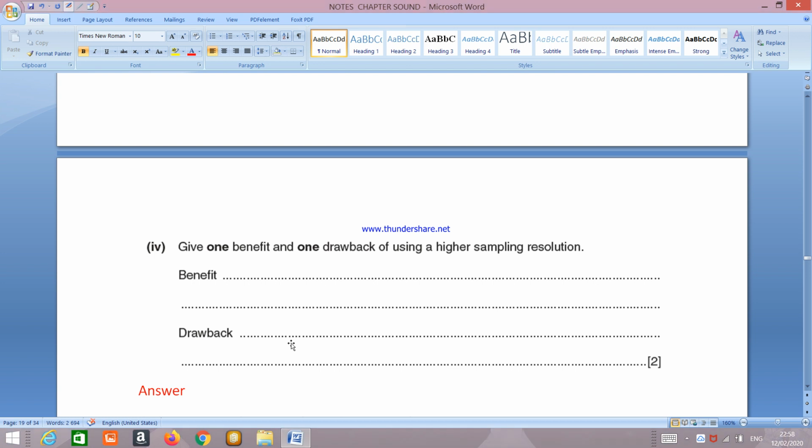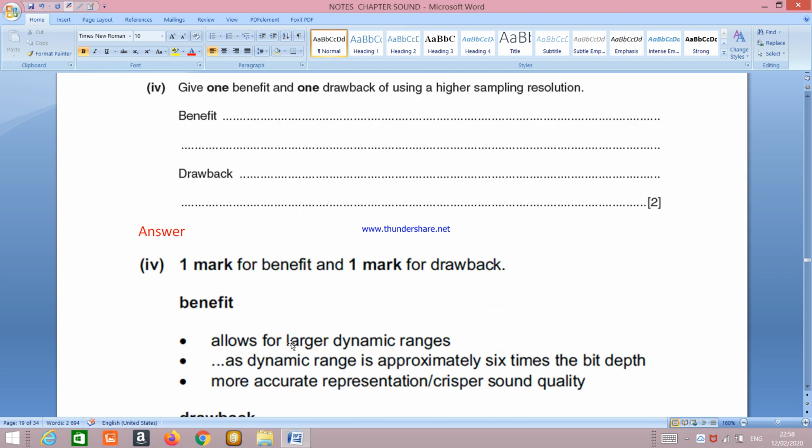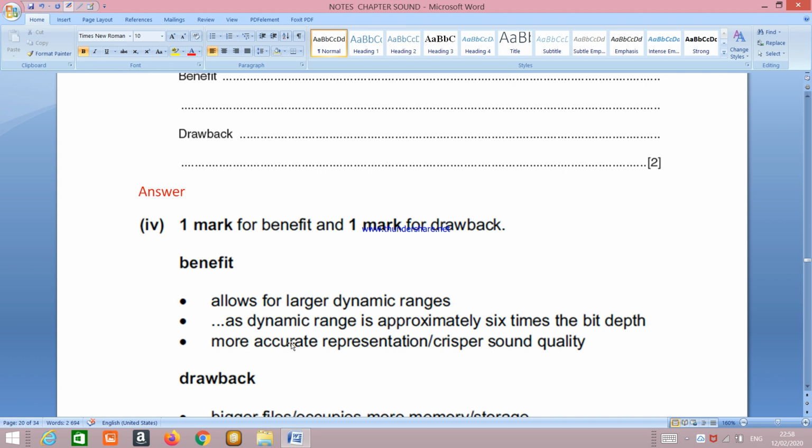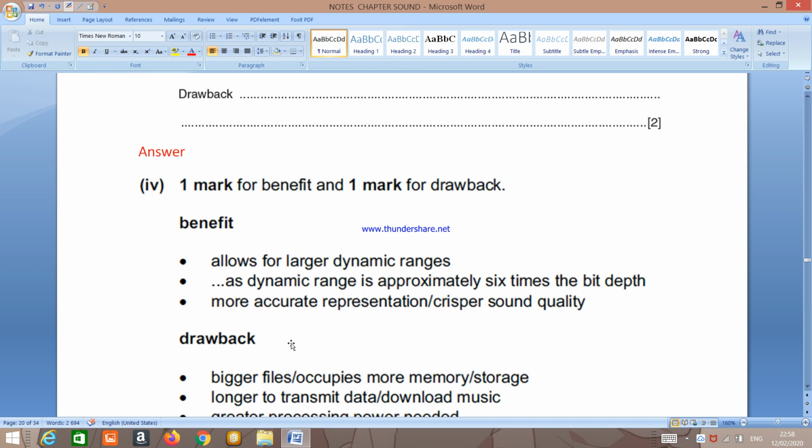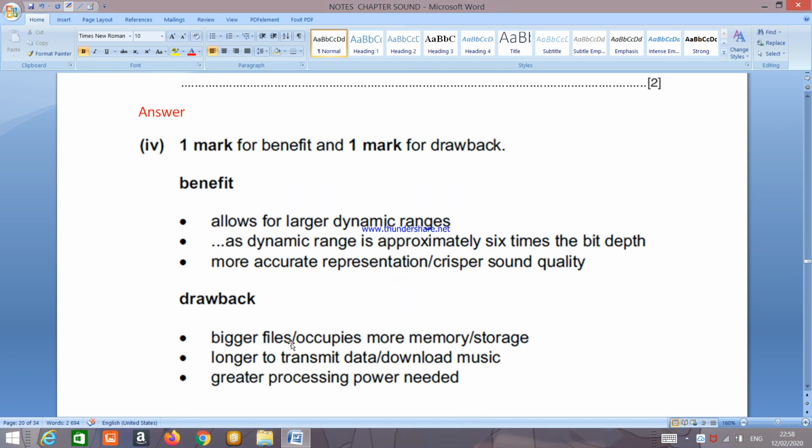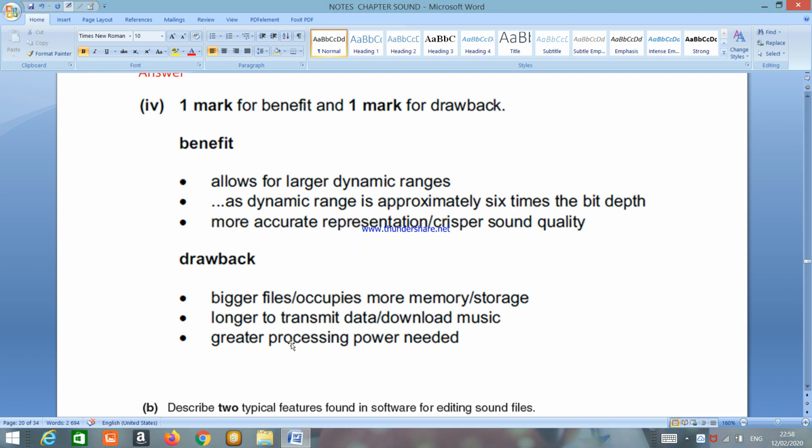Next question. Give one benefit and one drawback of using higher sample resolution. The benefit is that it allows larger dynamic range. Our dynamic range is approximately 6 times the bit depth. So the more accurate the representation, the crisper the sound quality. But the drawback is that the file size becomes larger, it requires more storage, it takes longer to upload and download, and it requires more processing power.